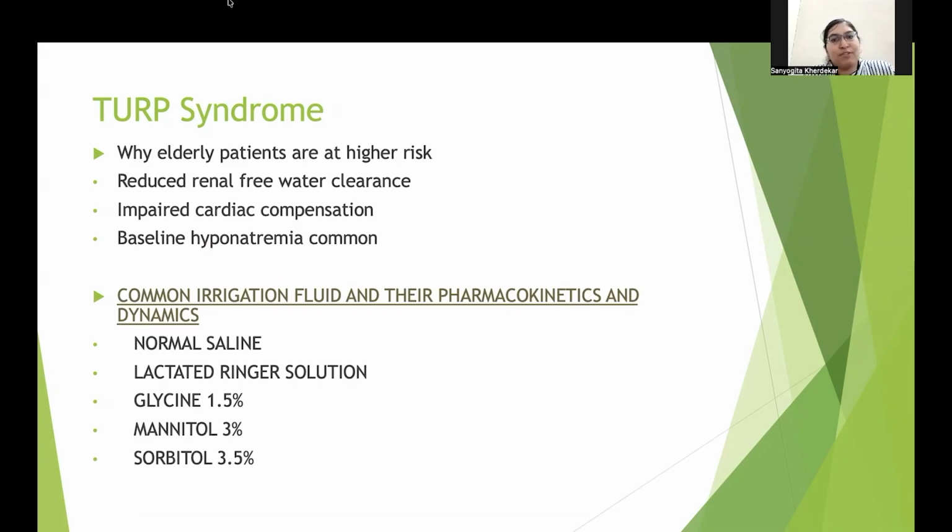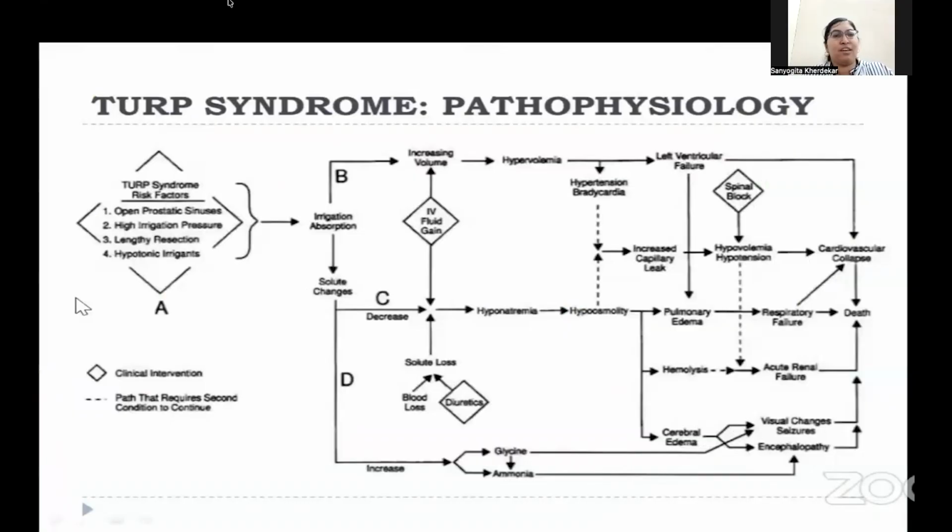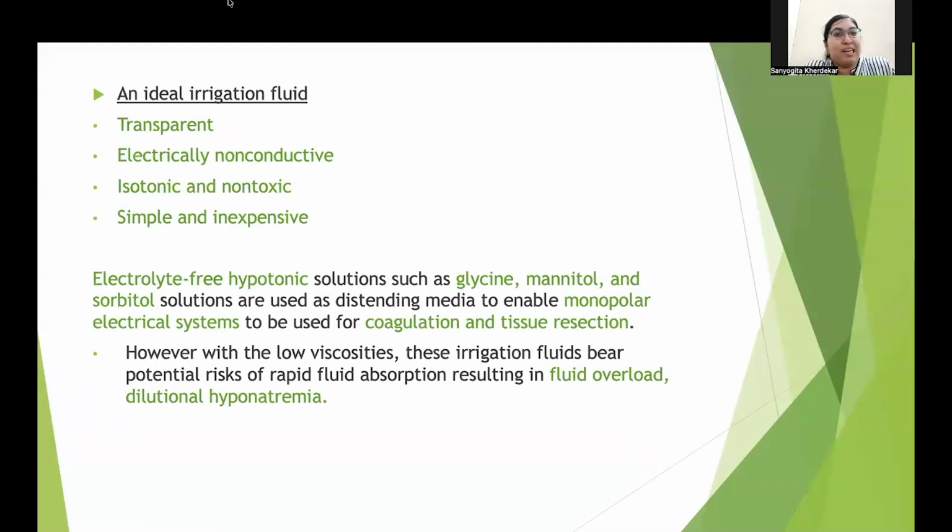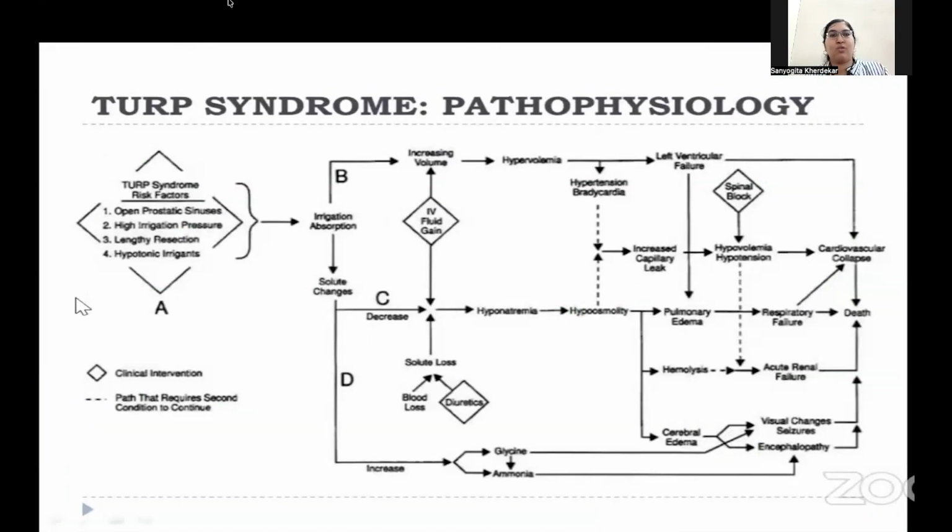The common irrigation fluids that we use are normal saline, Ringer's lactate, glycine 1.5%, mannitol 3%, and sorbitol 3.5%. The qualities of an ideal irrigation fluid are that it is transparent, electrically non-conductive, isotonic, and non-toxic. Such an ideal irrigation fluid doesn't exist as of now. Electrolyte-free hypotonic solutions are good because they are non-conductive, but they can cause fluid overload, dilutional hyponatremia, etc. This is an overall view of the pathophysiology of TURP syndrome.